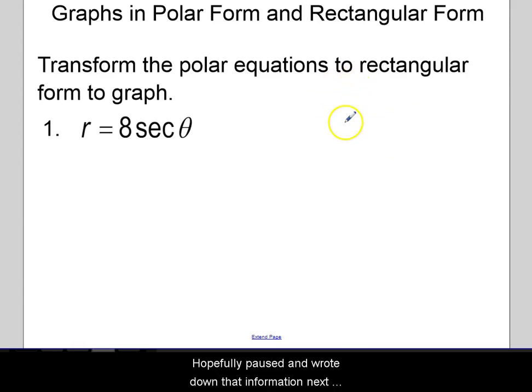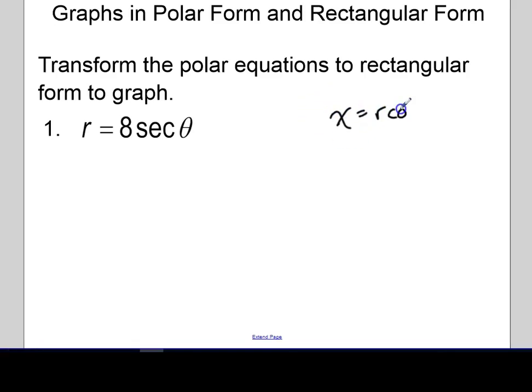Okay, so hopefully you paused and wrote down that information. Next, what I'd like you to do is write down any conversion formulas you know. There should be 5. So pause. Don't look at any notes, write down as many as you know, and then look at your notes to figure out the ones that you omitted. Okay, so hopefully you took time to do that, and you came up with the 5 conversion formulas.